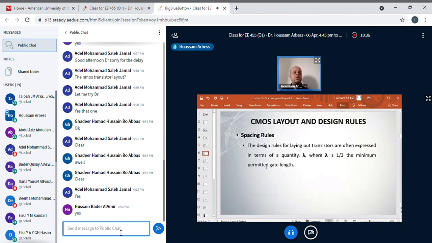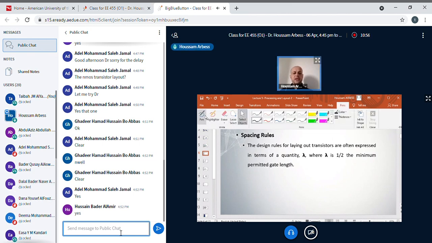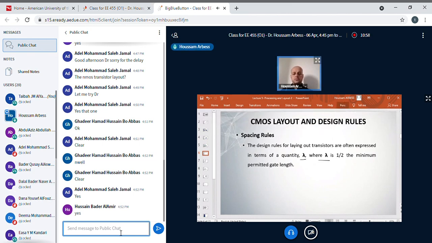Last time we stopped here when we were explaining what the design rule is and what is the meaning of the design rule. Of course, if you are working in some technologies, you cannot do whatever you want in the layout and say, okay, it will work. No, there are always some rules that should be respected. In general, the rules are defined in terms of lambda.